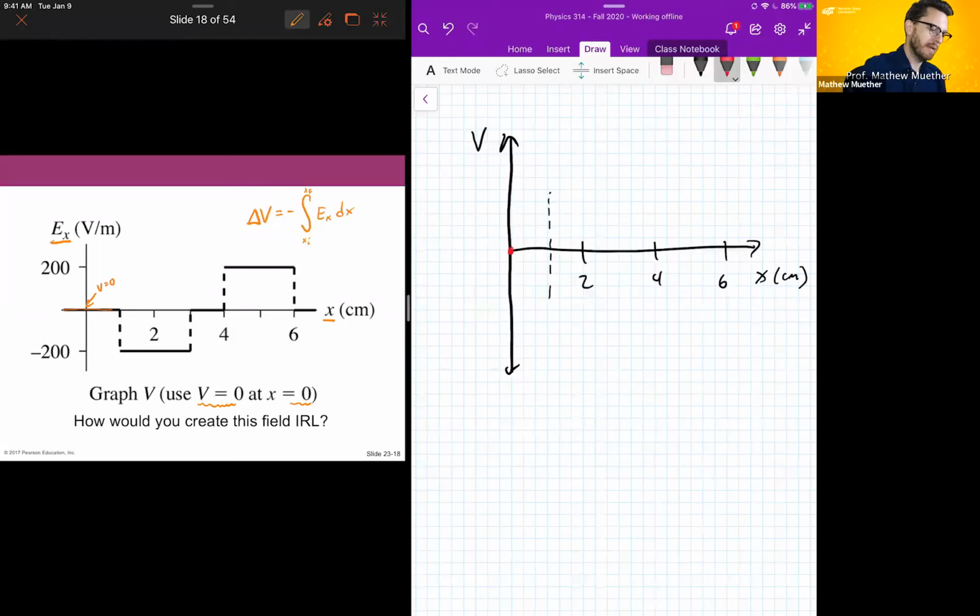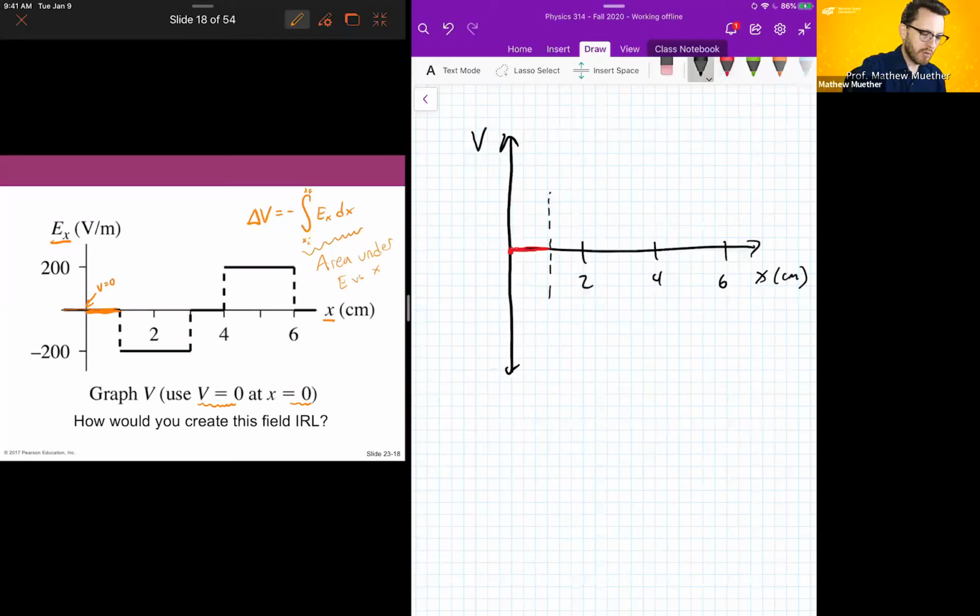Well, I can look over here. I see this integral, and I know this is the area under the E versus x curve. Because I'm sitting at 0, there's no area under this curve, so the change in potential has to be 0. That means over this region, I have no change in the electric potential.